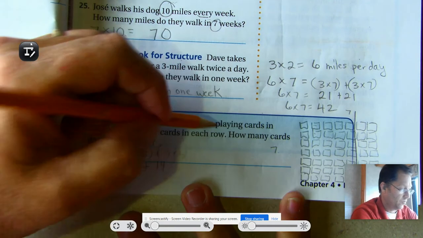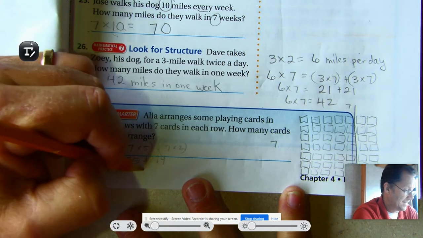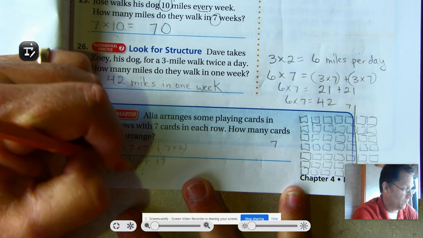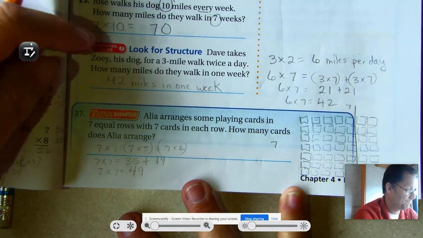So how much are there all together? 5 and 4 is 9. 3 and 1 is 4. So 4 tens. 49.